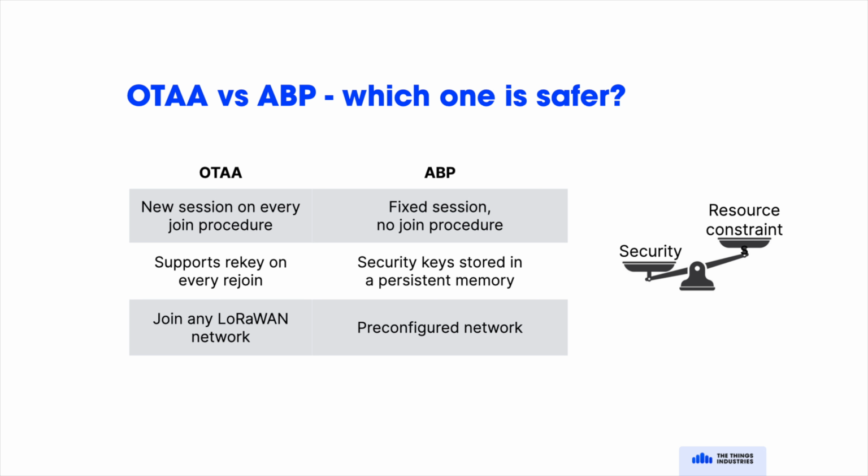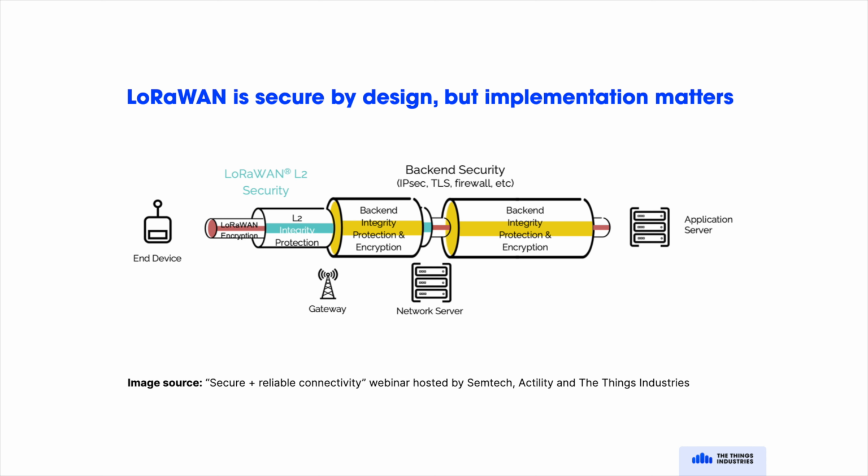There have been papers published in which poor ABP implementations, which reused keys, were exploited when attackers listened to an ABP message in one location and then played it back for other devices which used the same keys. Again, implementation matters for security.